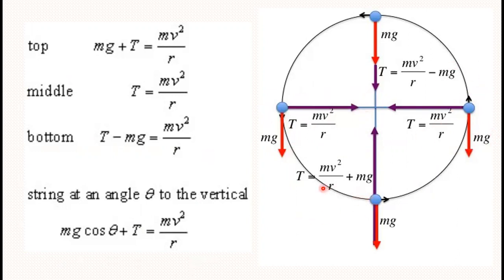While at the bottom, the tension is equal to mv squared on r plus mg. So at the top, tension is mv squared on r minus mg, while at the bottom, T is mv squared on r plus mg. So for the string at an angle theta to the vertical, any other position, we have mg cos theta plus T to be equal to the centripetal force. So at any other point apart from these points, we have mg cos theta plus T equals mv squared on r.